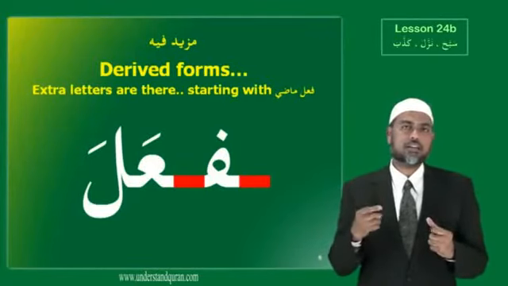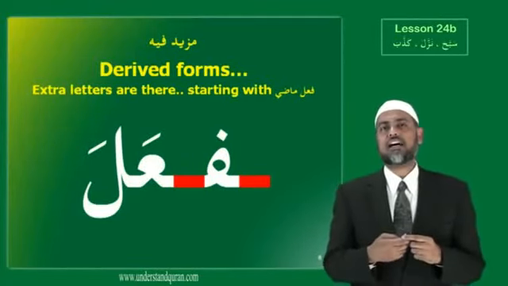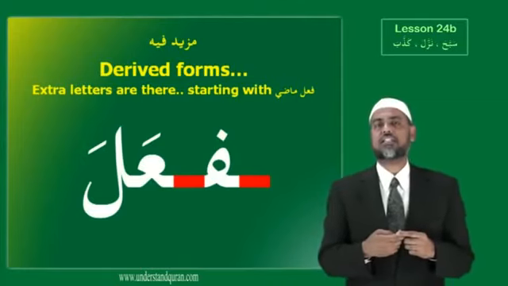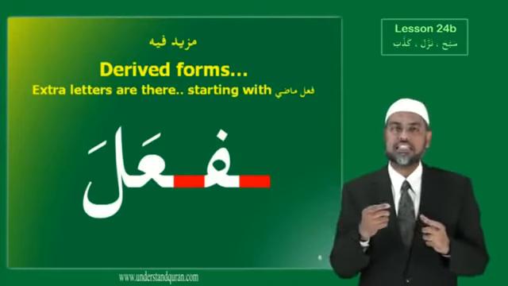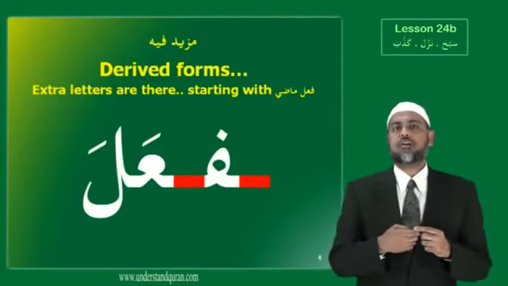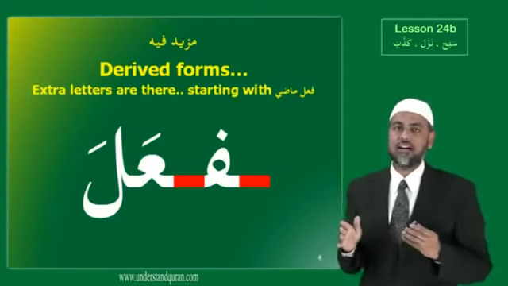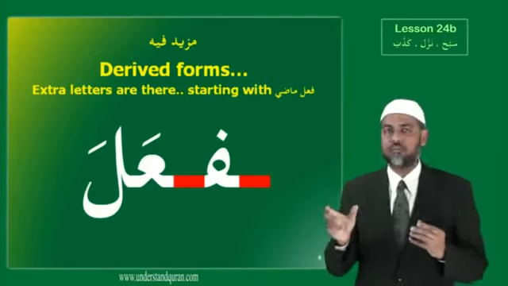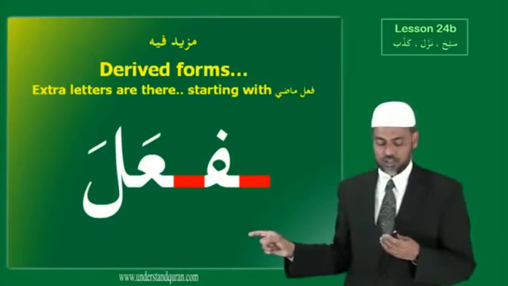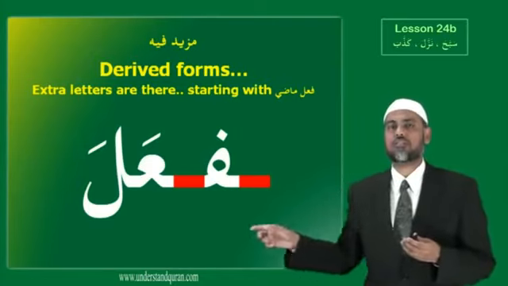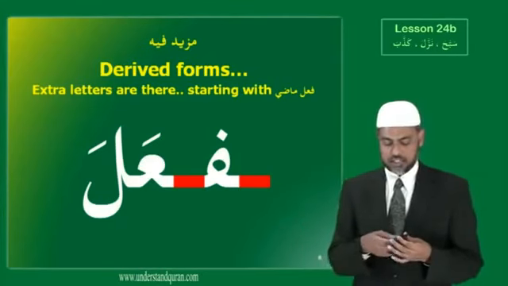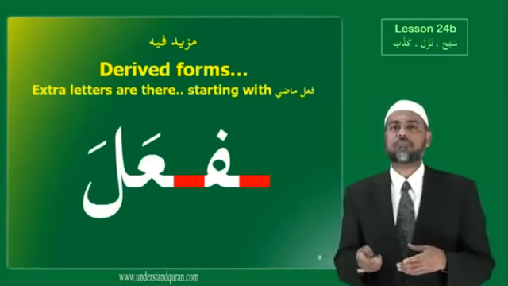Now we learned derived forms. In the last lesson we already saw what these derived forms are. Basically you add extra letters in the verb fa'ala, starting with fa'al madi. So you can see those red dots or red spaces where extra letters are generally filled up.